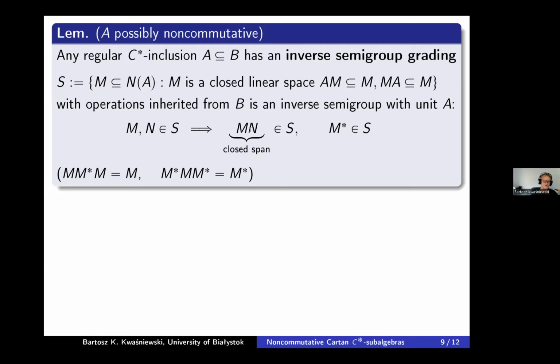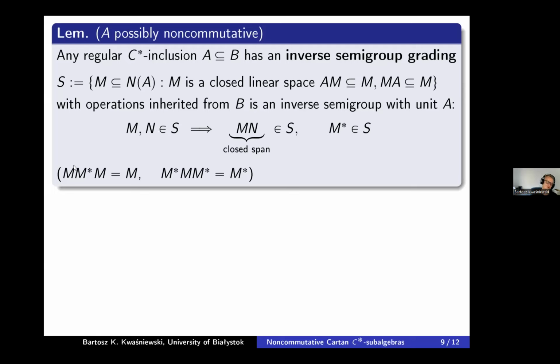Maybe I should make it more precise. So consider this S of this form. Elements of this S are these spaces. One can show that whenever you have two such spaces, then their product is also a space of this form. So this is a semigroup.